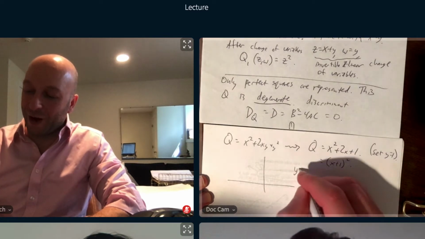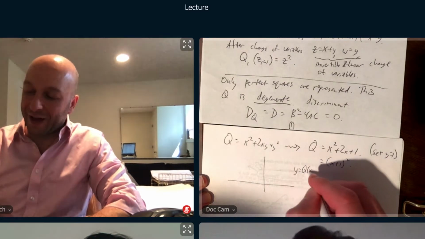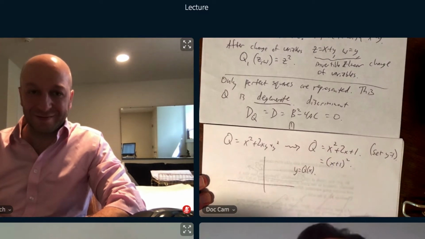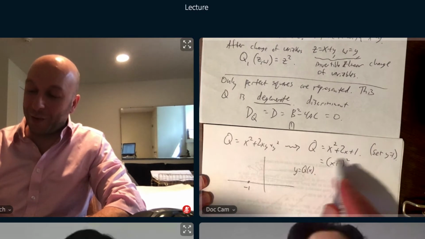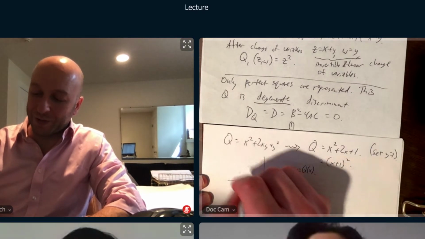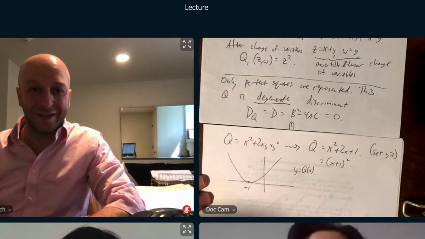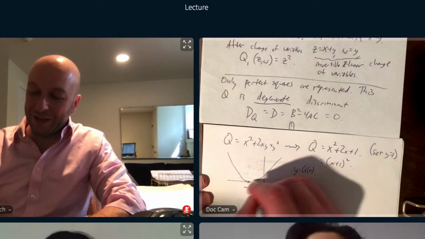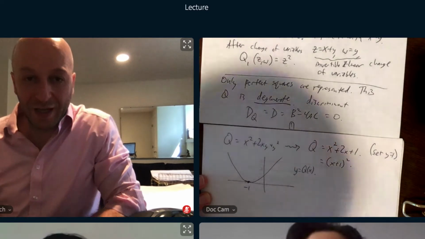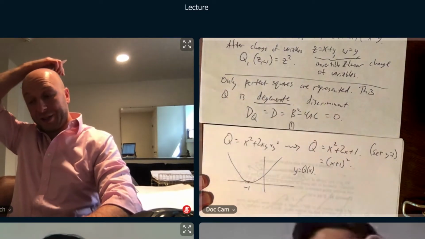If I graph y equals q of x, yes, at x equals minus 1 it has a double root, and it's an upwards parabola, so it does something like that. Exactly. Okay? So this is the degenerate ones. Now, there's another degeneracy.